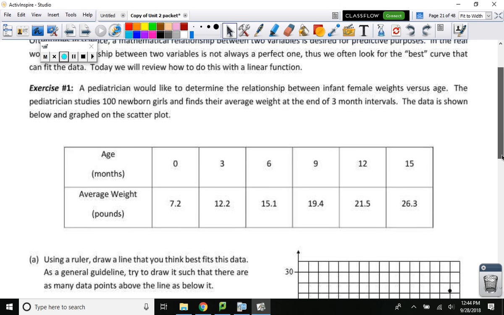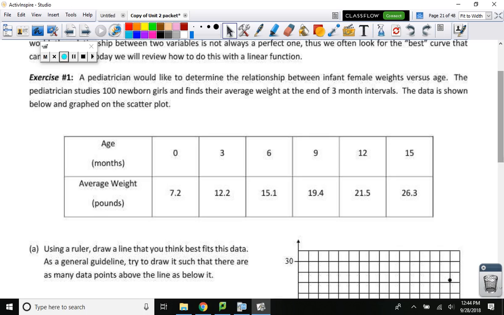So, a pediatrician would like to determine the relationship between infant female weights versus age. The pediatrician studies 100 newborn girls and finds their average weight at the end of 3-month intervals. The data is shown below. All right, so when they're first born, they weigh 7.2 pounds on average. And then 3 months later, 12.2. And 6 months later, 15.1. So that's what the data say to us.